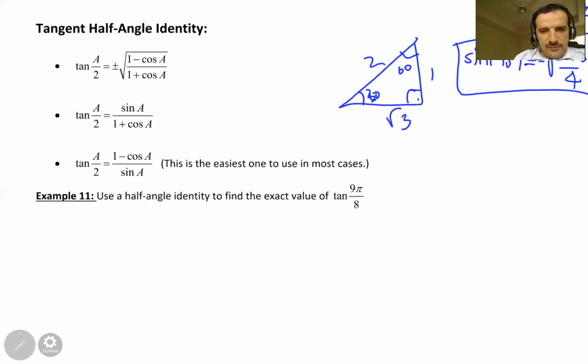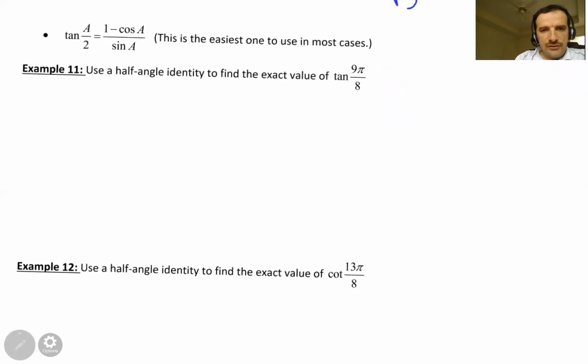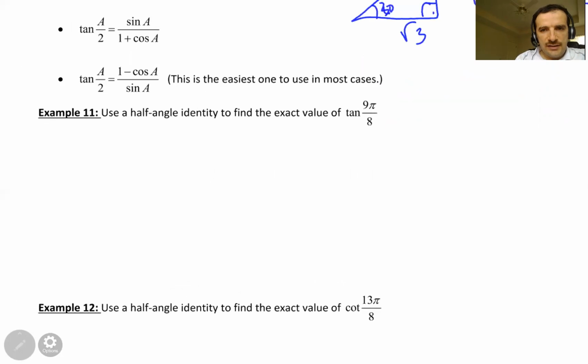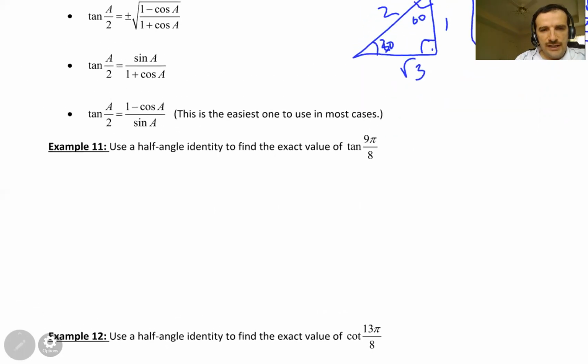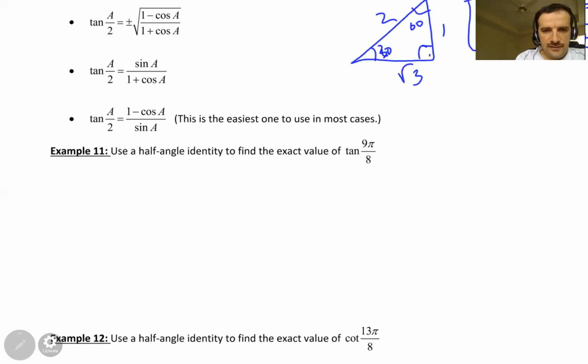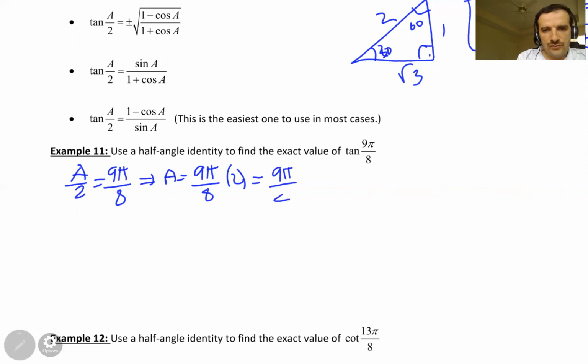Okay, let's look at this example. Use a half angle identity to find the exact value of tangent 9 pi over 8. So a over 2 is equal to 9 pi over 8. So what is a here? If I multiply both sides by 2, 9 pi over 8 times 2, if I simplify that, is 9 pi over 4, okay?